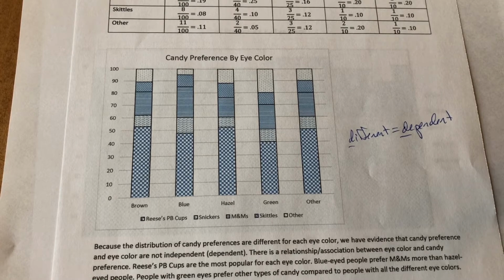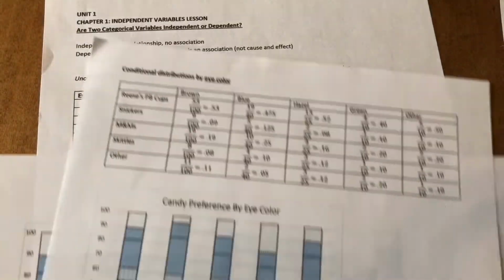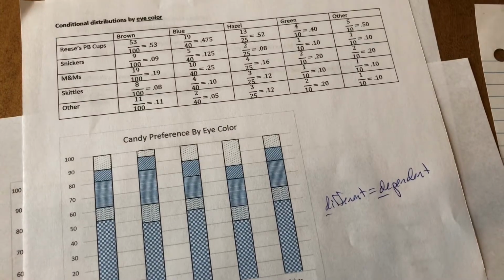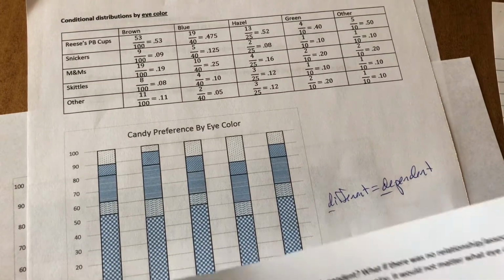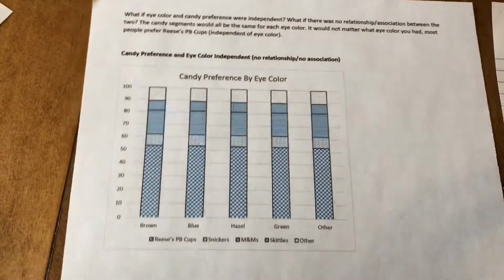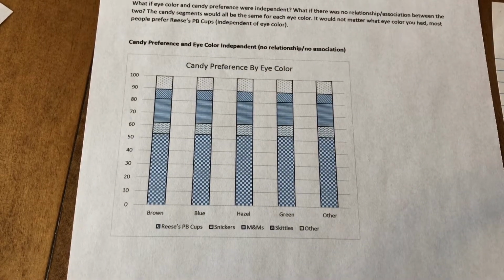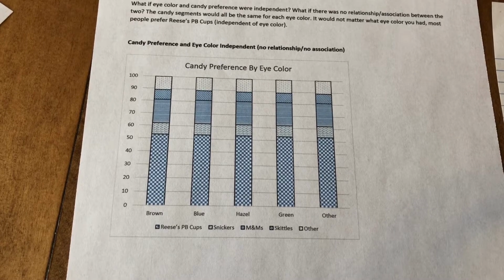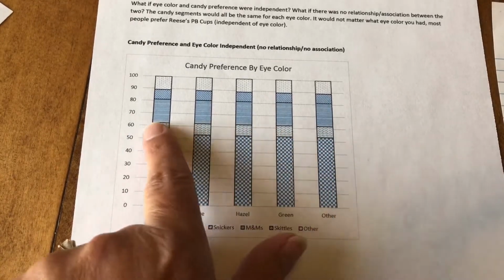Every eye color group had the same percentage of people that liked Reese's Peanut Butter Cups, okay? Well, in that case, just to show you what it looks like, if eye color and candy were independent, it means there would be no relationship, no association. The bars would all be exactly the same.